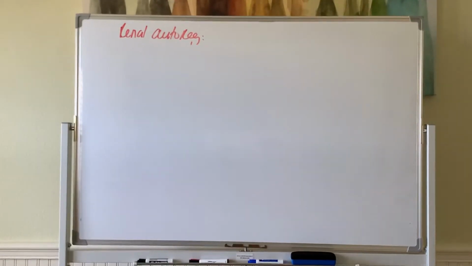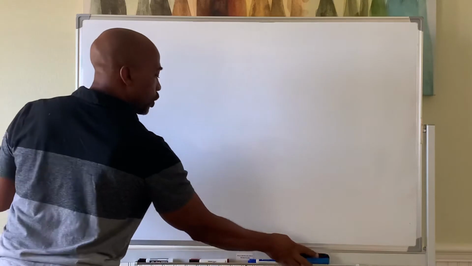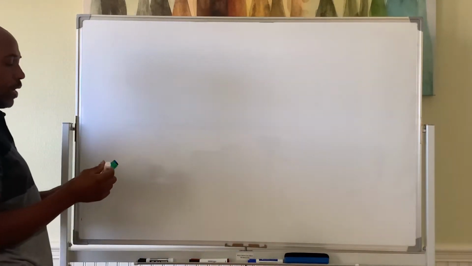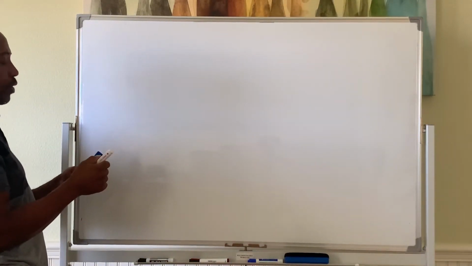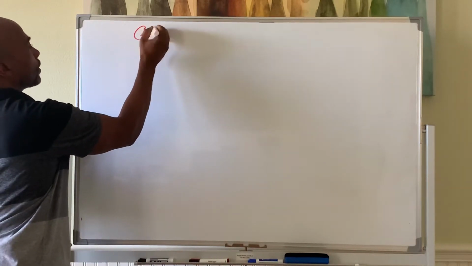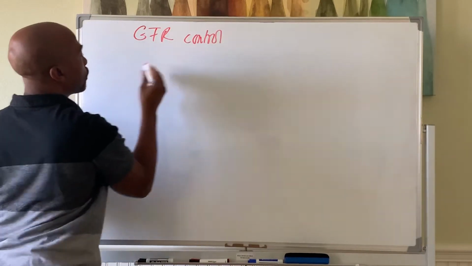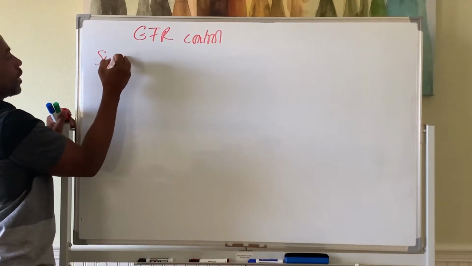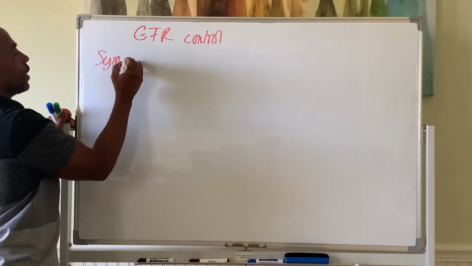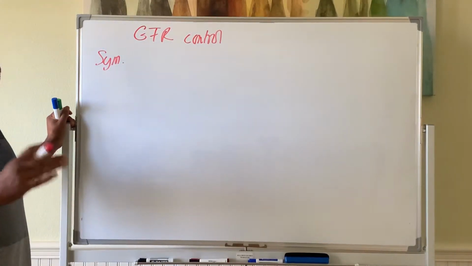Let's continue our discussion of control of GFR. So we just did the 2 ways of renal autoregulation. Now we'll look at your sympathetic control. Okay, so your sympathetic nervous system is particularly involved when you want to drop GFR.